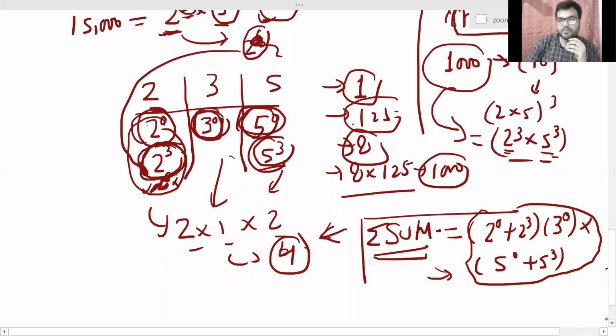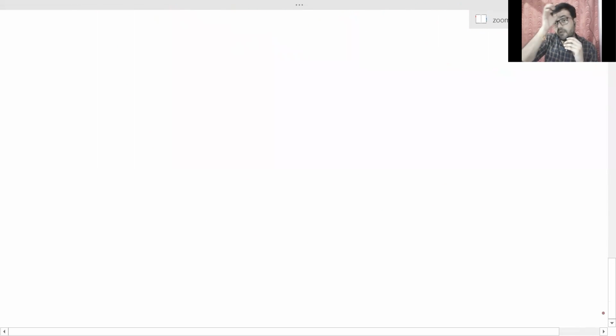Fine. Now suppose the third case is if you have to find out the factor which is a multiple of any either prime number or a composite number.